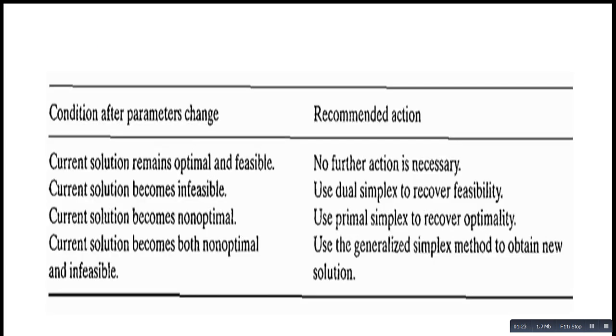Thus there are various conditions which arise after parameters change. For example, if a current solution remains optimal and feasible after parameters change, no further action is necessary. If a current solution becomes infeasible, we need to use dual simplex to recover the feasibility. If a current solution becomes non-optimal, we need to use primal simplex to recover optimality. If a current solution becomes both non-optimal and infeasible, we need to use generalized simplex method to obtain the new solution.